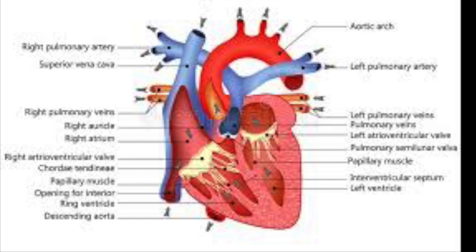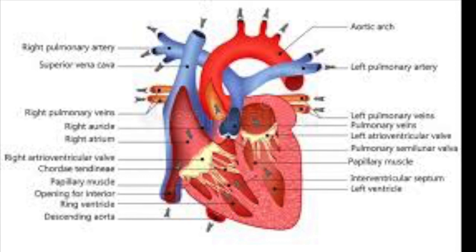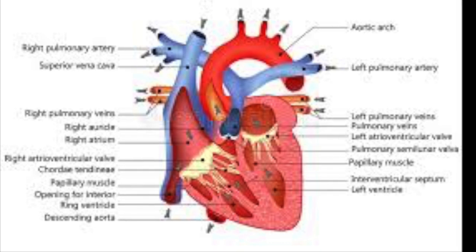Atrioventricular valves. The purpose of these valves is to prevent blood from flowing in the wrong direction. Tricuspid valve, situated between the right atrium and the right ventricle. Bicuspid valve, situated between the left atrium and the left ventricle.